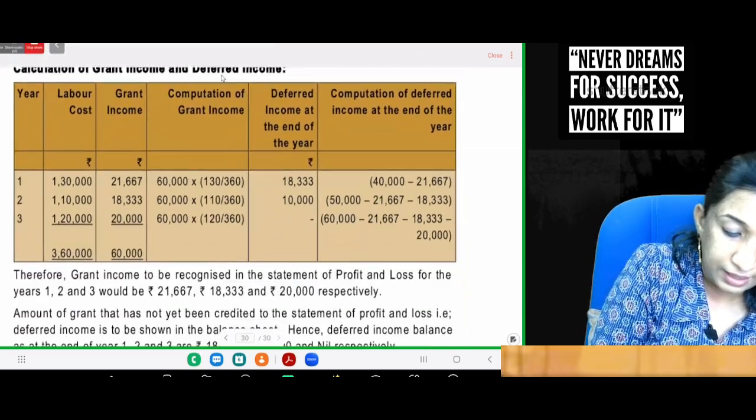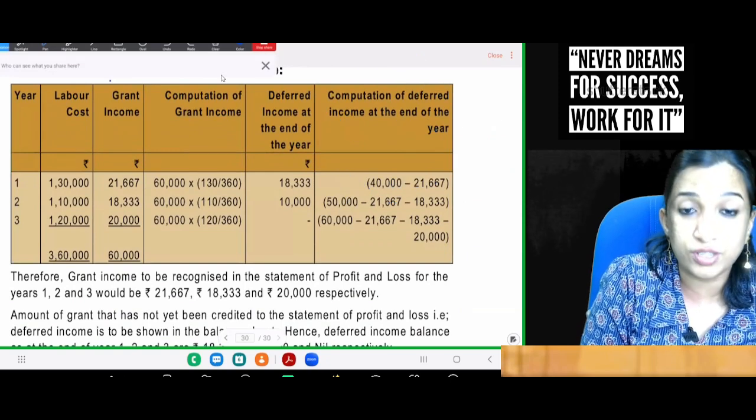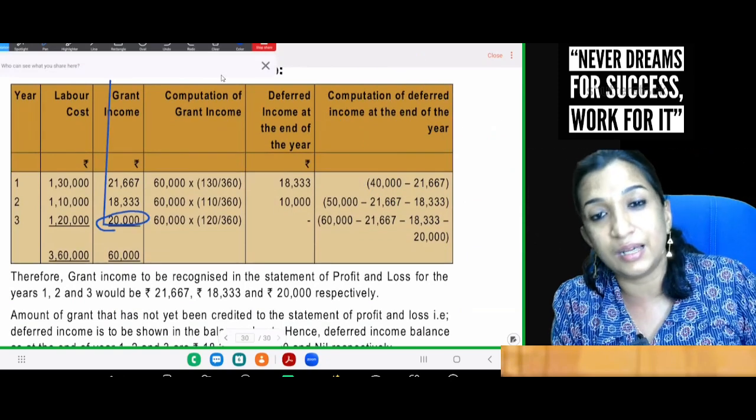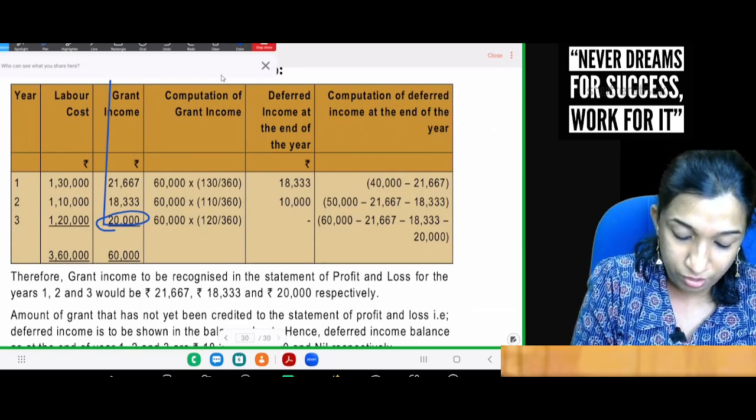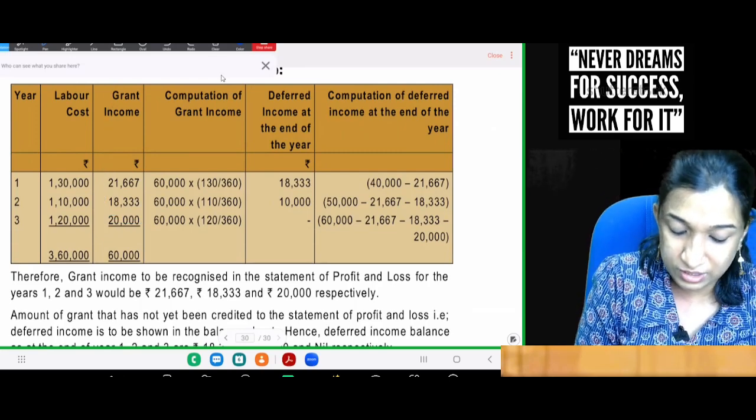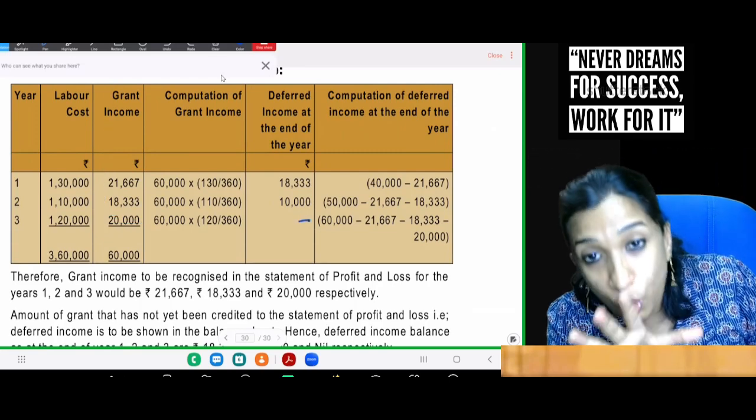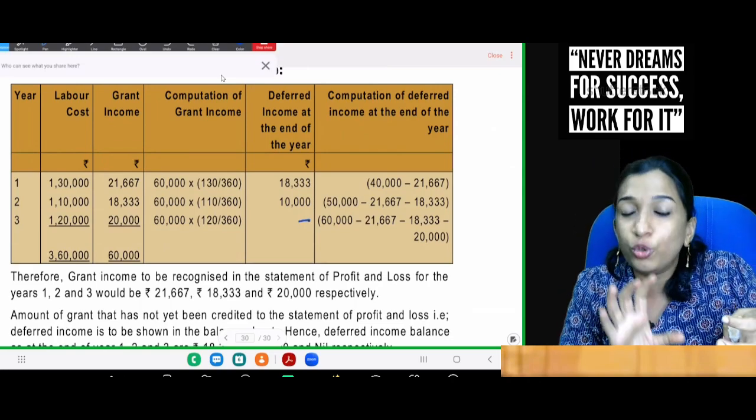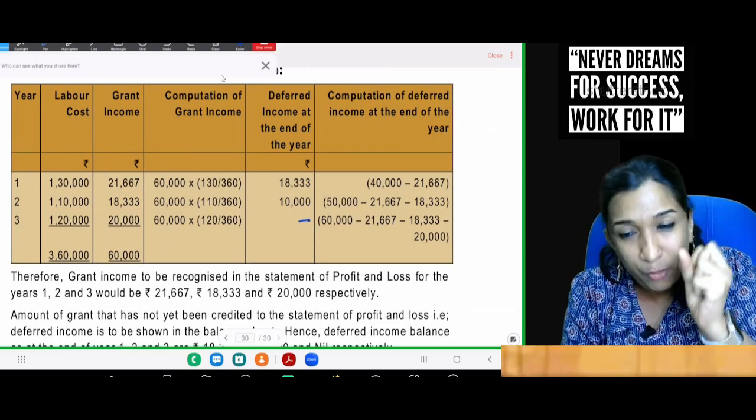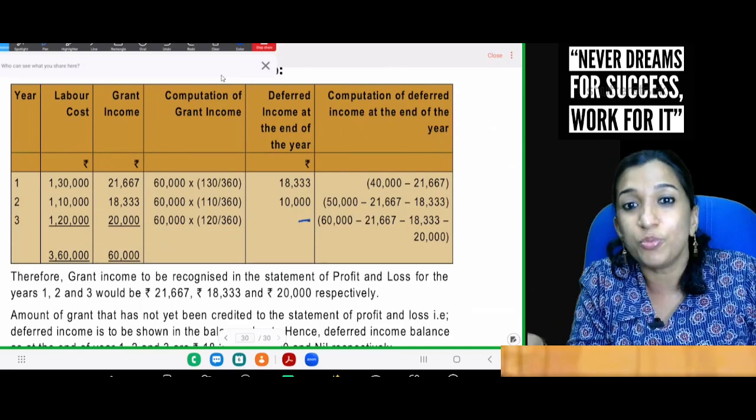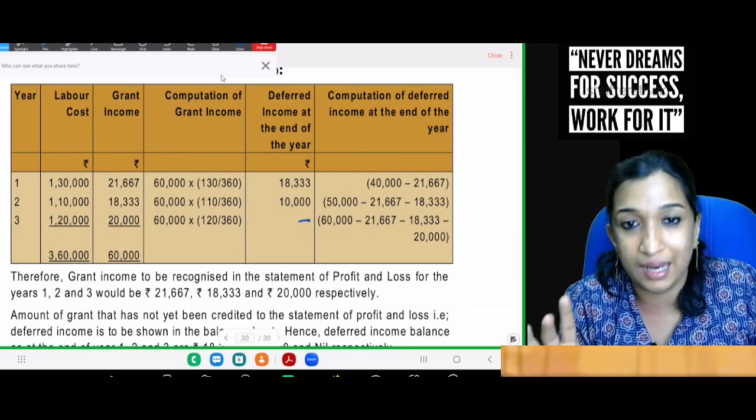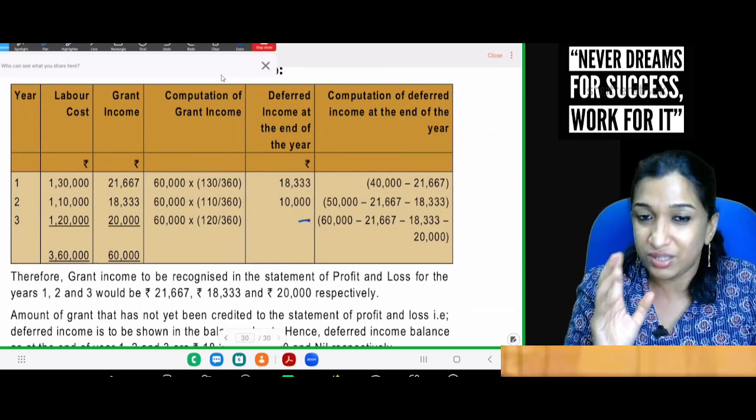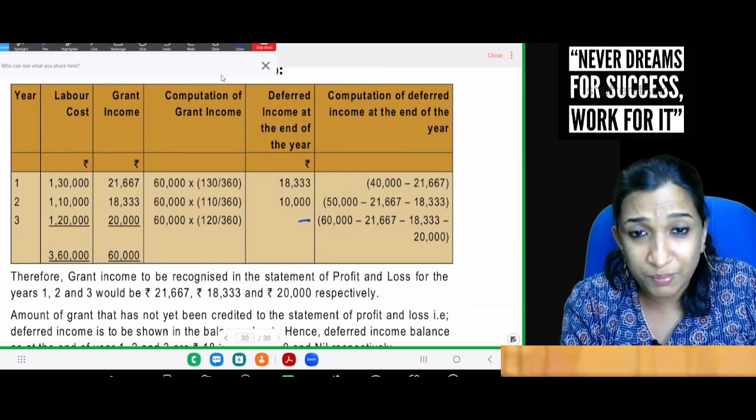Last year you again received 10,000, so the total is 20,000. So income to P&L is that full 20,000, and the closing balance is nil. If there is no reasonable assurance, what we understand is to recognize bank to deferred income only the amount you have received, but amortize to P&L based on the total grant receivable in the ratio of cost of satisfying conditions. So that takes care of all the questions from the study material.